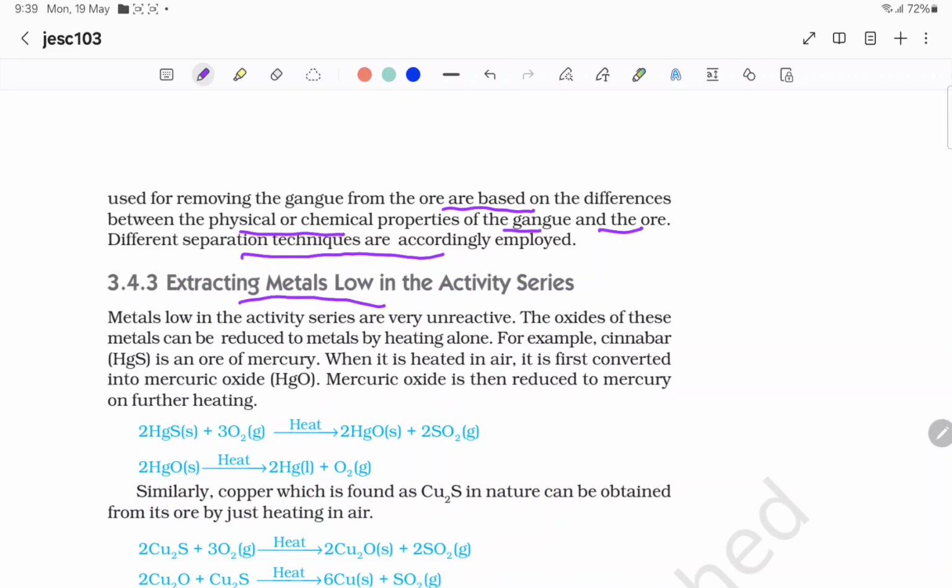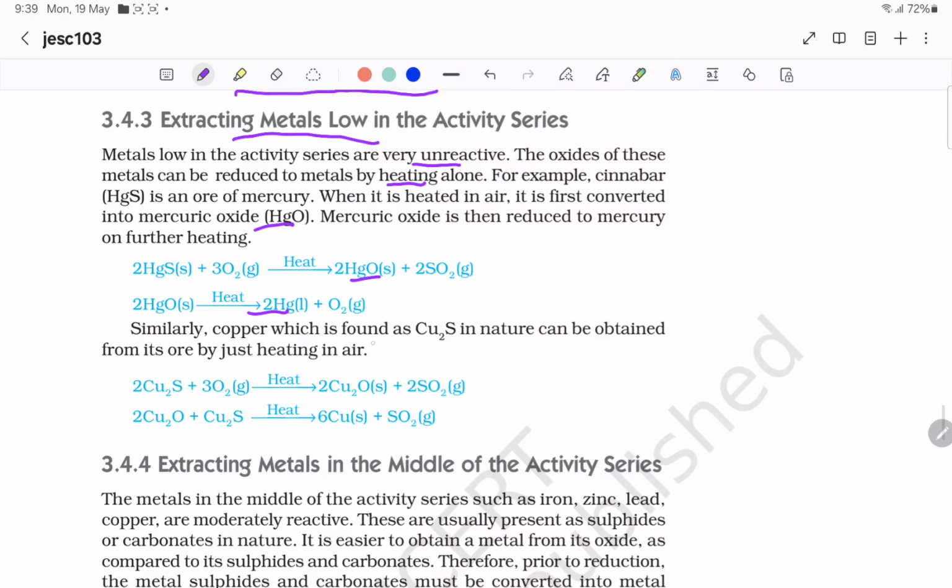Extracting metal low in the activity series. Metals low in the activity series are very unreactive. The oxides of these metals can be reduced to metals by heating alone. For example, cinnabar, HgS, is an ore of mercury. When it is heated in air, it is first converted to mercuric oxide. Mercuric oxide is then reduced to mercury on further heating.